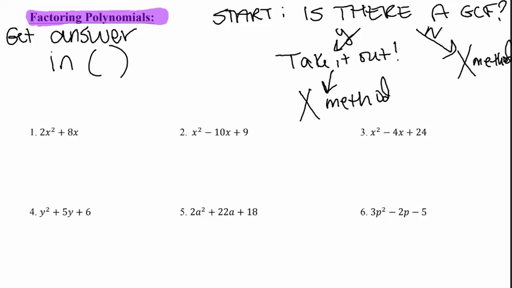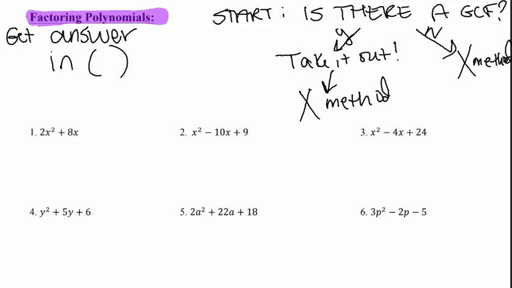I am only able to do the X method if the biggest exponent is 2. If I have an exponent of 3, 4, 5, or 12, I can't do it. If I don't even have an exponent of 2, I can't do the X method at all. Let's go ahead and look at number 1.